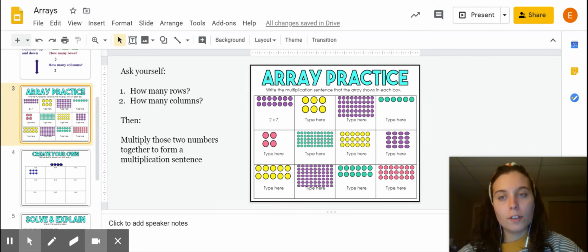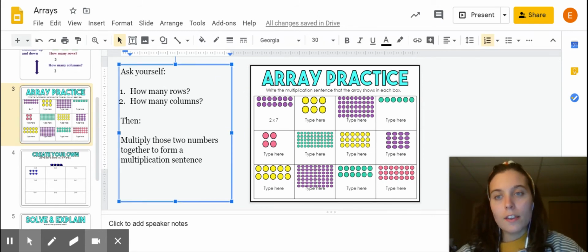Here is your first slide that you're going to have to answer some questions on. I did leave these reminders here for you as a help, and I also did the first one for you. So over here, to figure out our multiplication sentence, we have to ask ourselves how many rows? Well, there are 2 rows. And how many columns? 1, 2, 3, 4, 5, 6, 7. There are 7 columns. Then we multiply those two numbers together, 2 times 7. And that's how I got 2 times 7. So you have to do the same exact thing, follow these instructions for each problem.